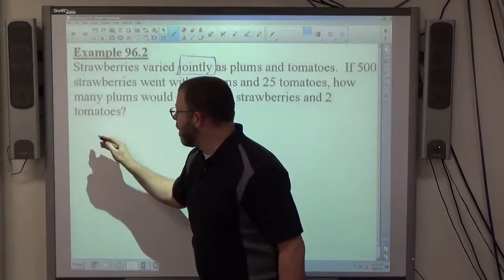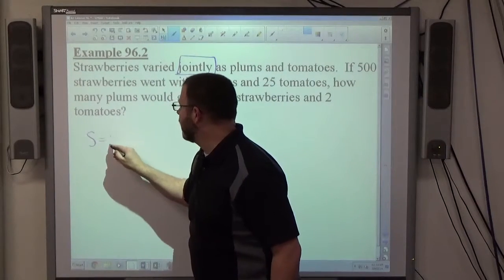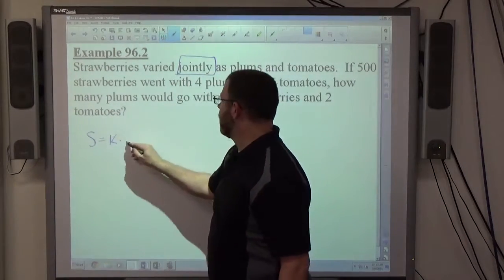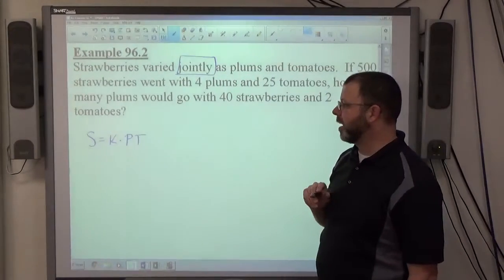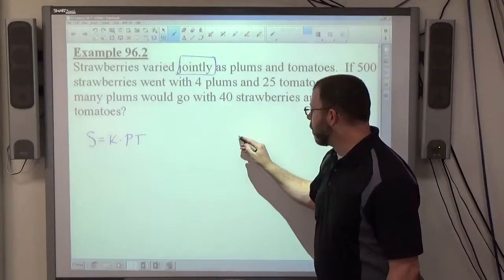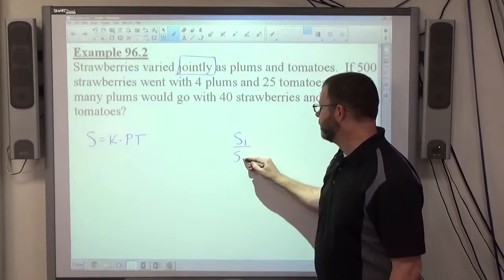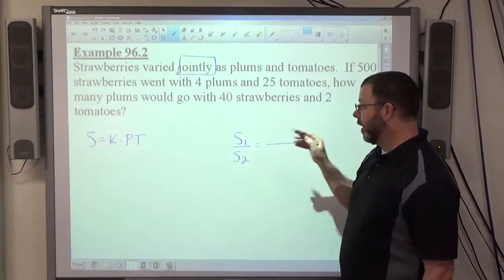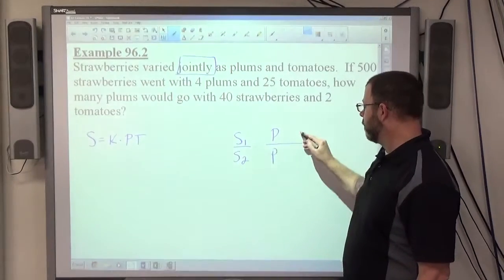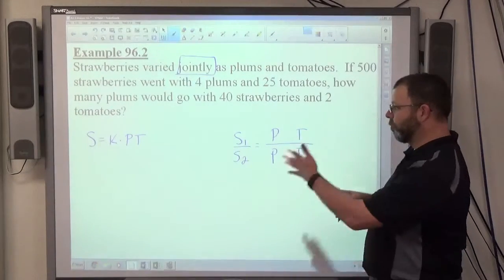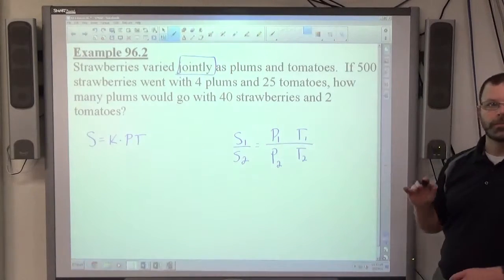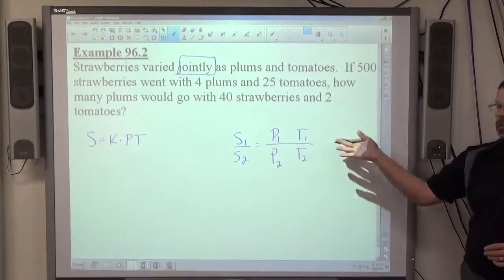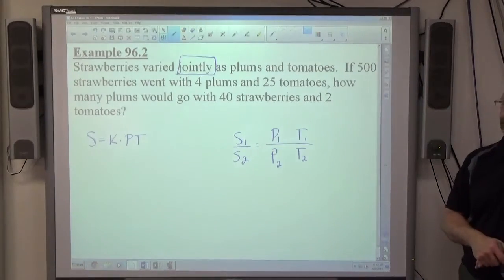So if I'm doing the K technique, strawberries vary jointly as plums and tomatoes: S equals K times PT. Or if I'm using the equal ratio method, strawberries vary jointly, so P over P, T over T. And again, jointly means directly as both things, so 1 over 2, 1 over 2. Everything's direct. Again, my preference is this one over here, so I'm going to use this technique on this one.